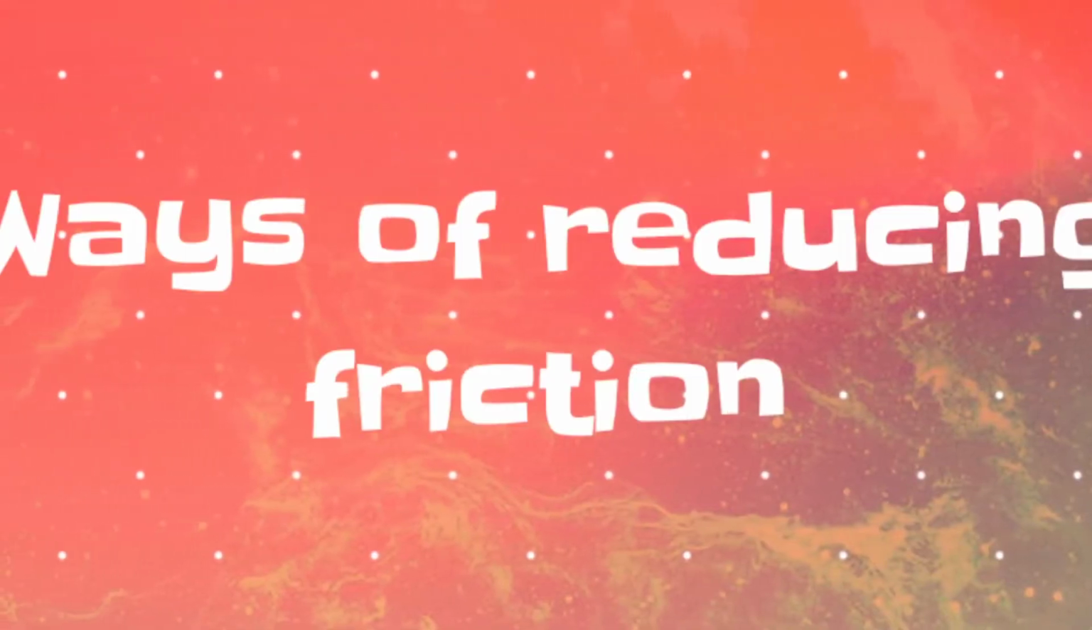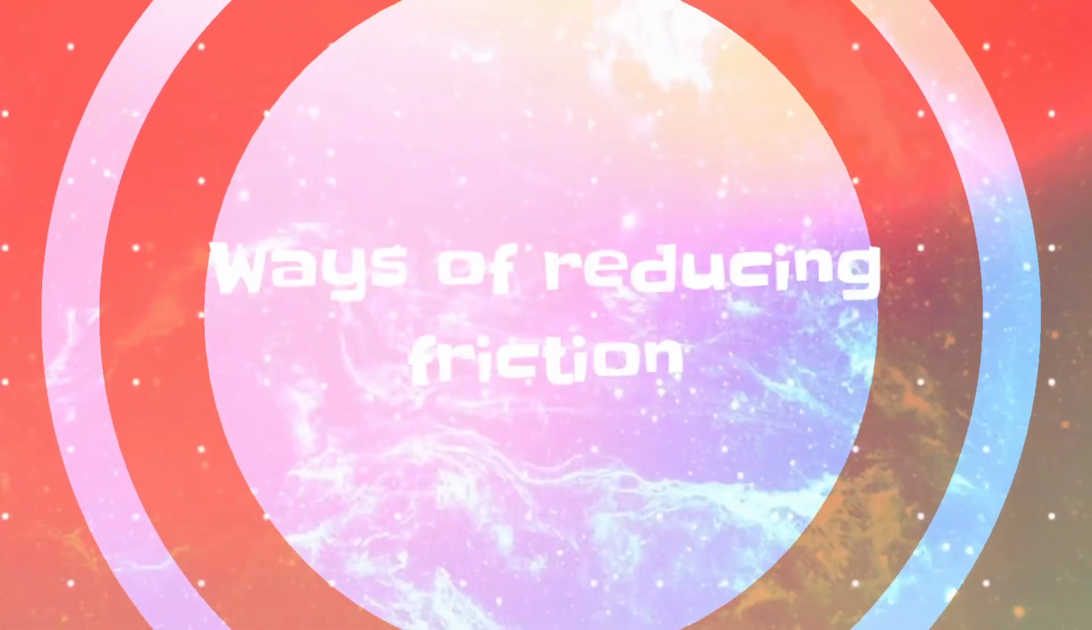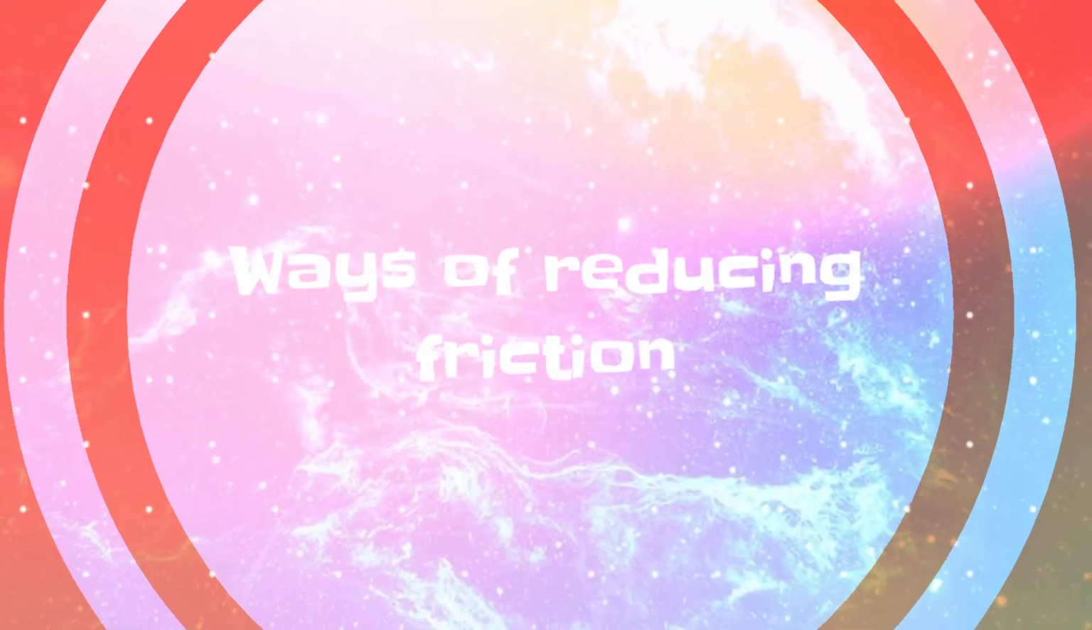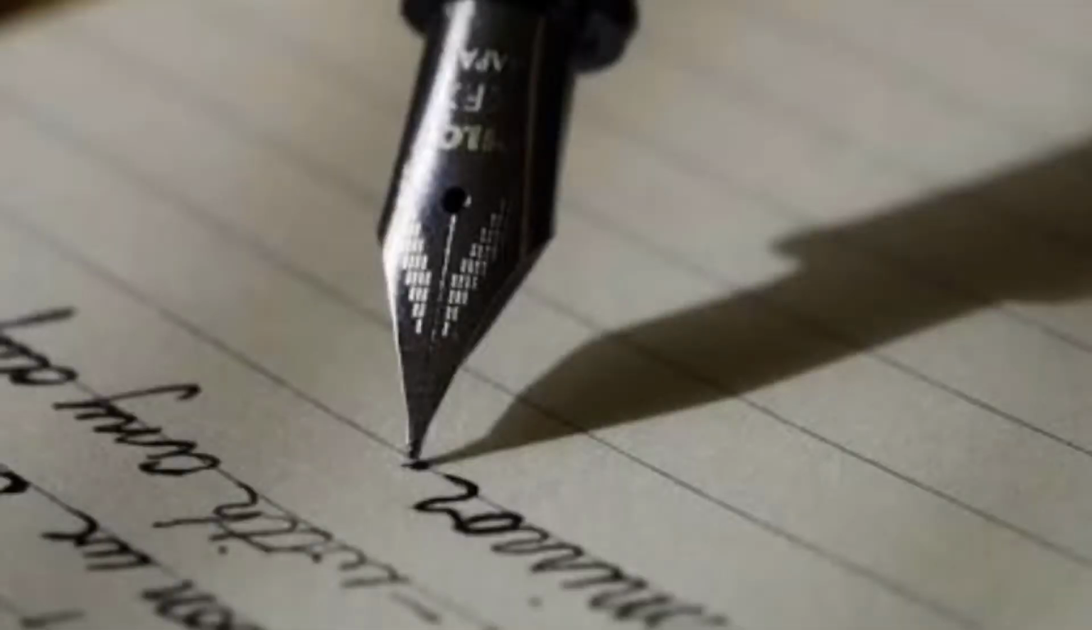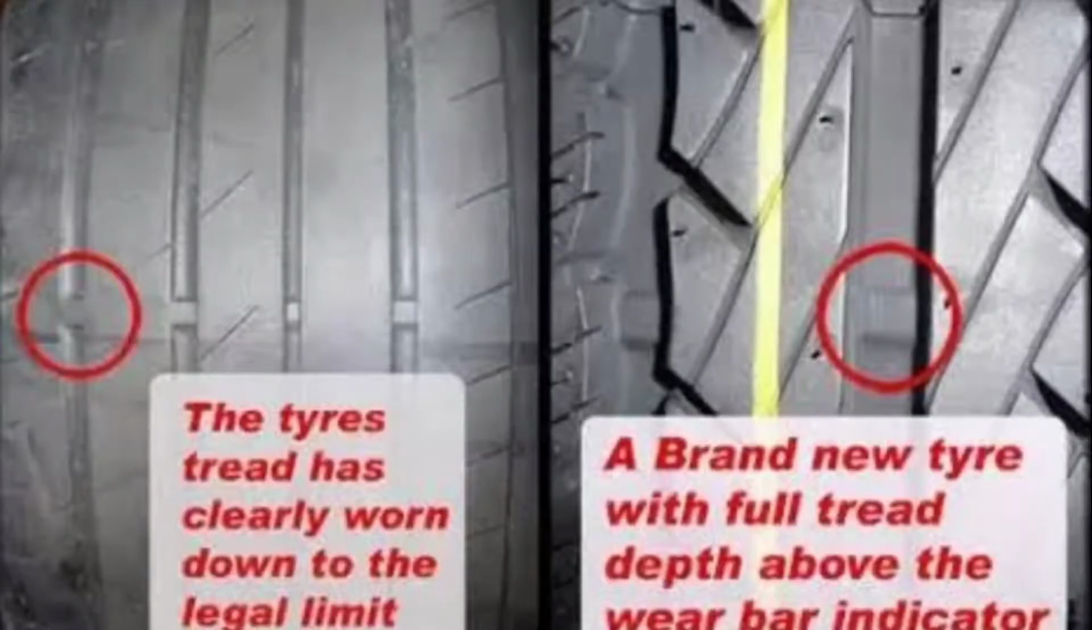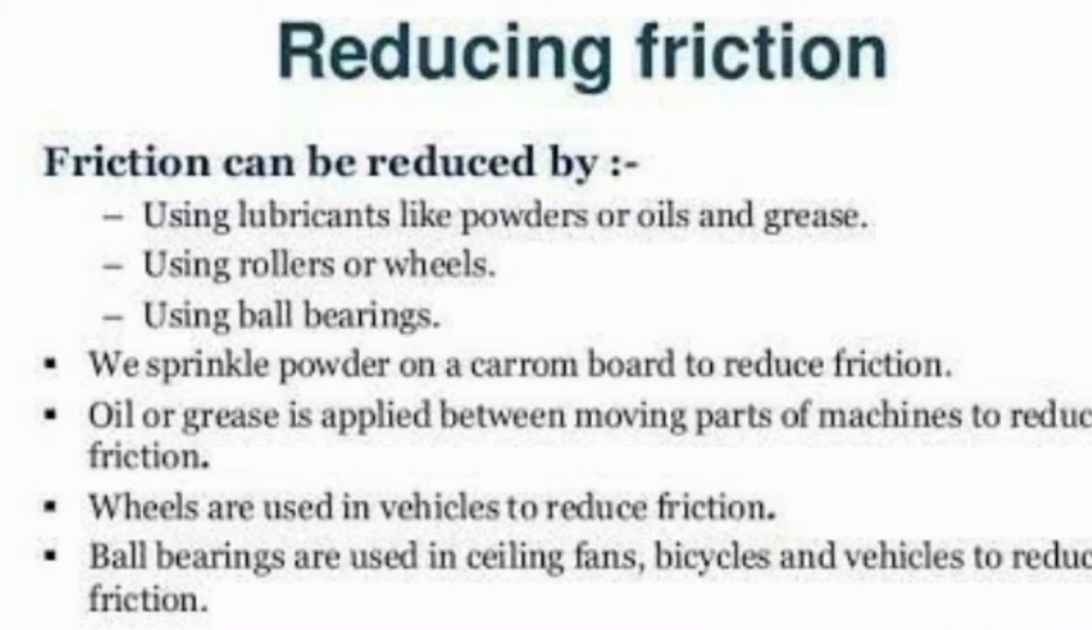Let us understand how friction can be reduced. Although friction is useful in many ways, it causes wear and tear of an object which is not desirable as it reduces its life. So it is desirable to minimize it in certain applications. Let us see one by one.